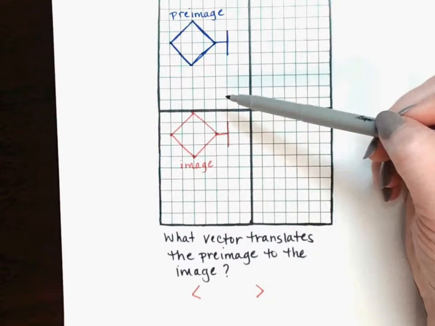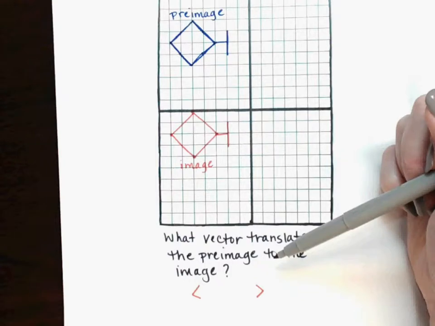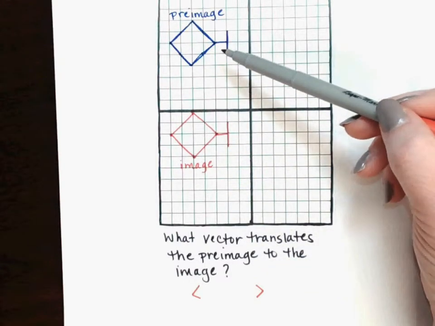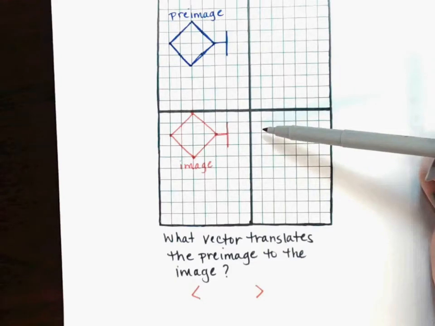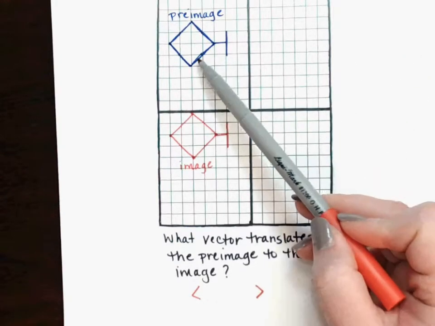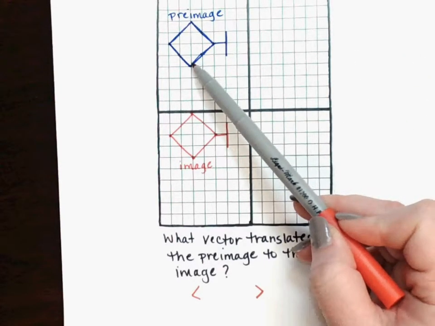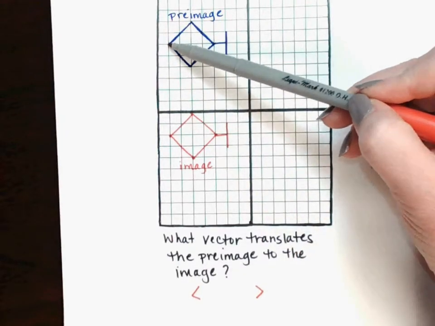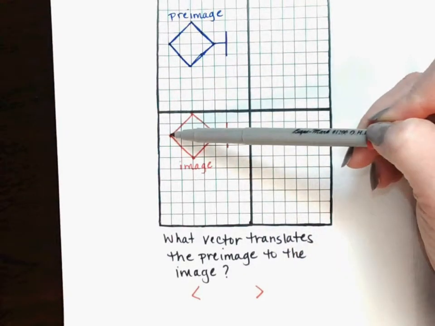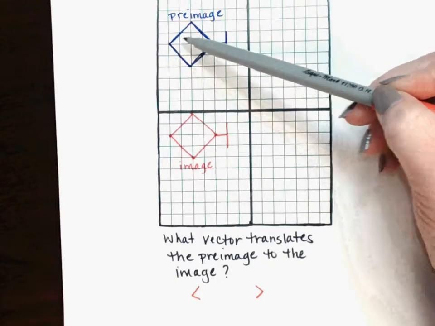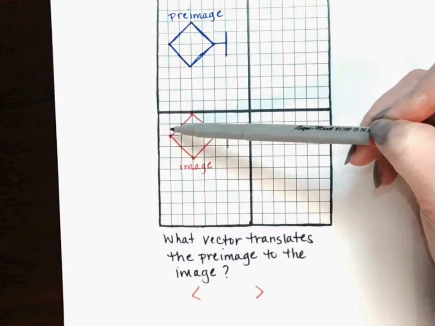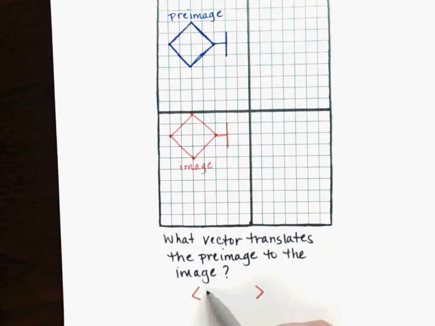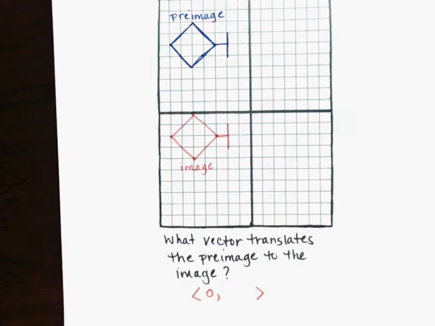Okay, so when we talk about vectors, we want to see how far the preimage moves from left to right and up and down to get to the image. So it looks like from here, if I look at this point and I look at this point, it doesn't move to the left or to the right at all to get to this point. So the first coordinate is going to be a 0 because it does not shift on the x coordinate at all.